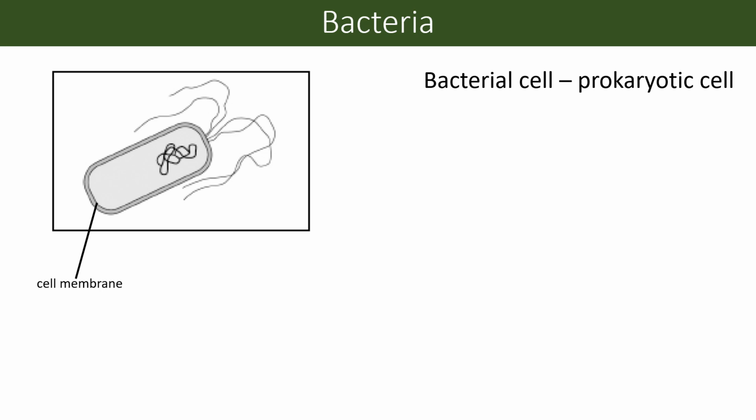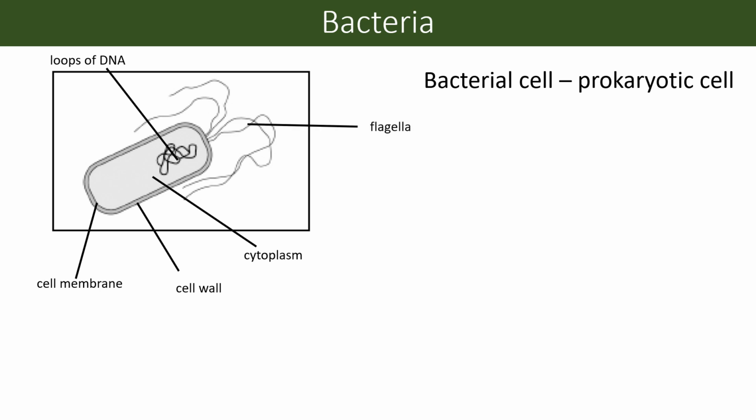So around the outside of our cell, we have a cell membrane that of course allows things in and out of our cell. We also have a cell wall which surrounds our cell membrane. We have a cytoplasm. This is where chemical reactions will be taking place. And we have these loops of DNA that are not inside a nucleus. And we also have these things here called flagella. These are tail-like structures which are not always found but often found on our bacteria to allow them to move. Bacterial cells are unicellular, and that means they are only one cell big.